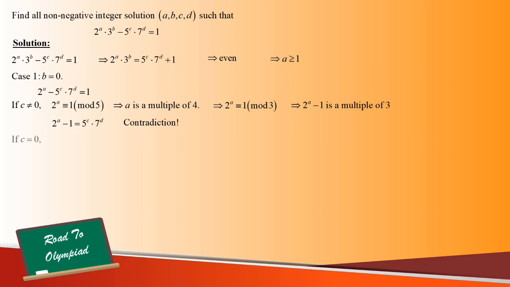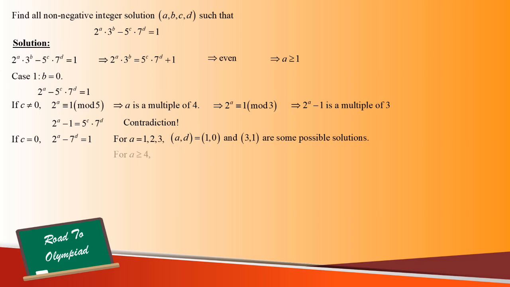What if c is equal to 0? We will then have 2^a minus 7^d is equal to 1. We can do some direct computation to find out that for a equal to 1, 2, and 3, we only have two solutions for a and d, which are 1, 0 and 3, 1 respectively.